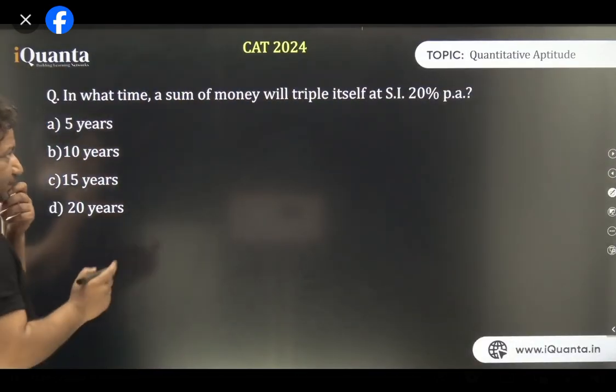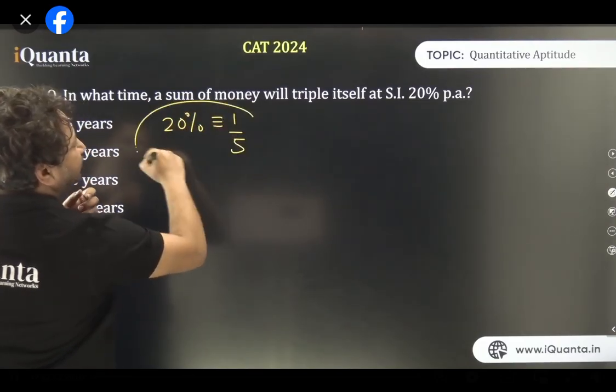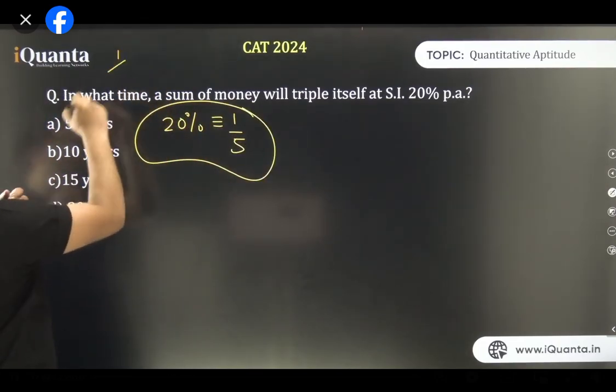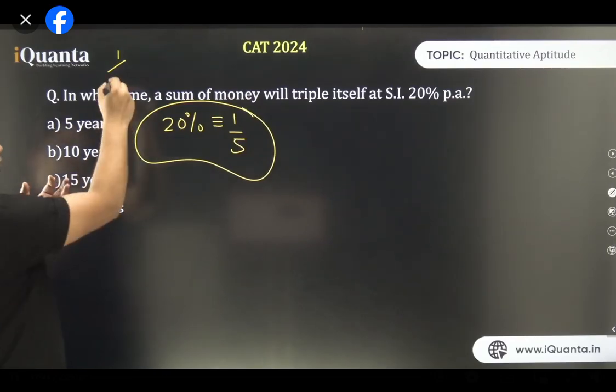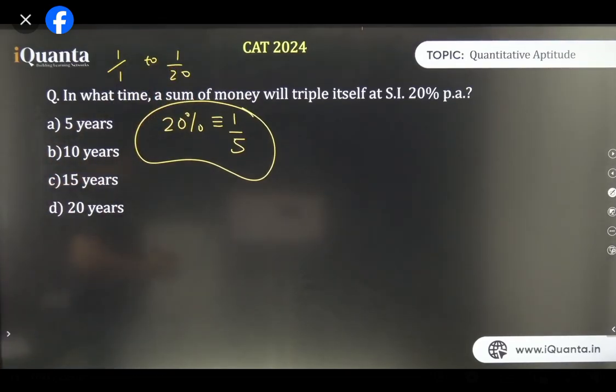See, all of us know that 20% is equivalent to 1 by 5. I hope you have gone through that chart, that table, which gave you the percentage value of 1 by 1 to 1 by 20, right? All of you know this? This is the most important part. The most important part is rote learning this table. 1 by 1 is 100% till 1 by 20. All right? Well, 20% is 1 by 5.